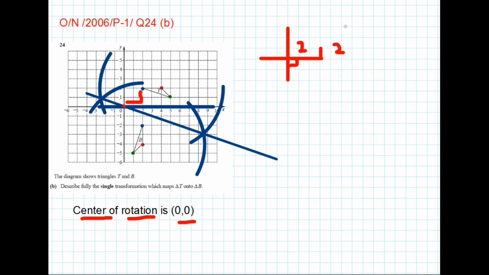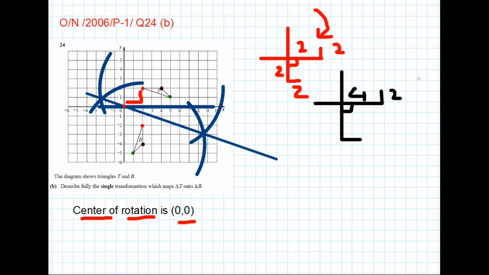After 90° clockwise rotation, we get its corresponding blue vertex of triangle B, which is 2 blocks down and 2 blocks right from center of rotation as shown by red dots. Taking another set of corresponding vertices of triangle T and triangle B marked with black dots, now it is 4 blocks right and 2 blocks up from center of rotation.